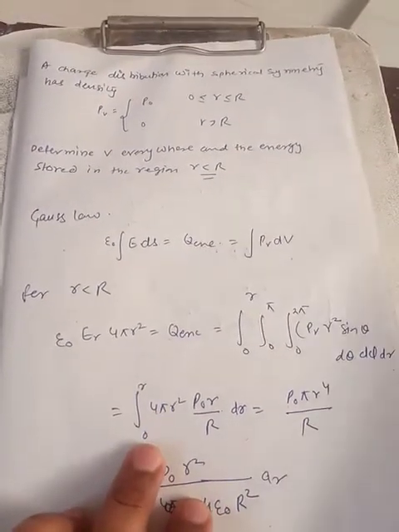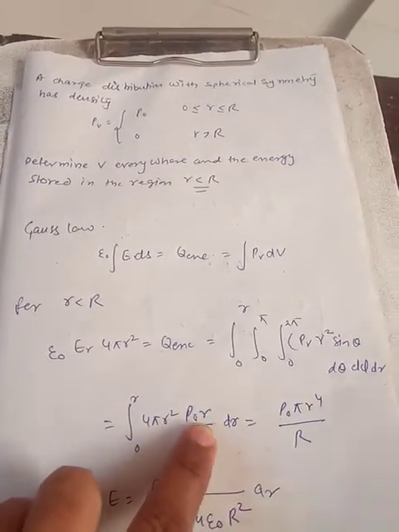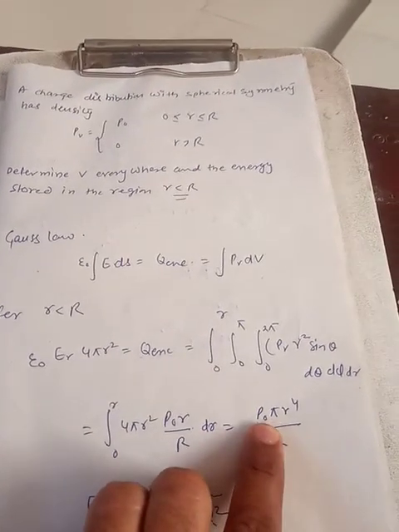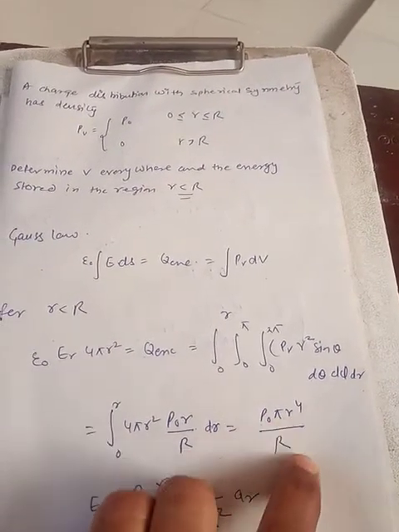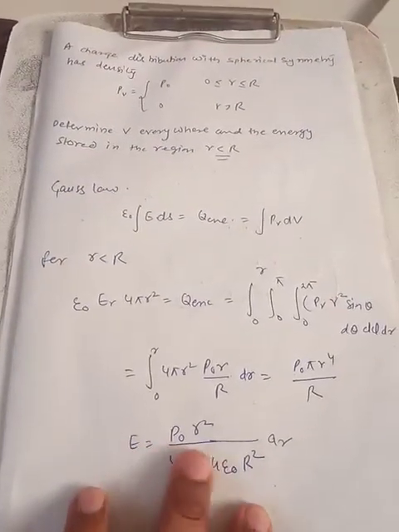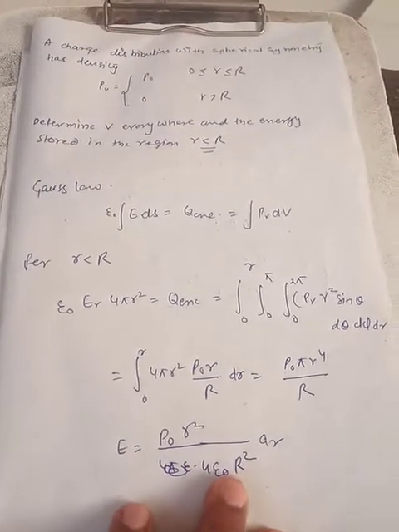Now if we solve this integral, we'll get the integral from 0 to r of 4 pi r square rho_0 r upon R dr, and the net answer will be rho_0 pi r^4 upon R. Now E can be written as rho_0 r square upon 4 epsilon 0 r square a_r.